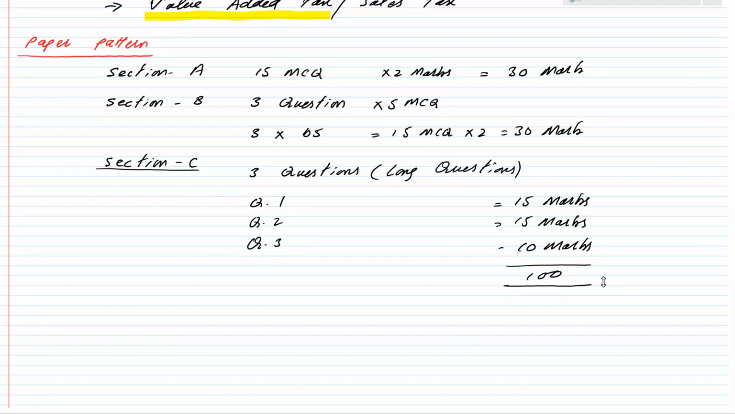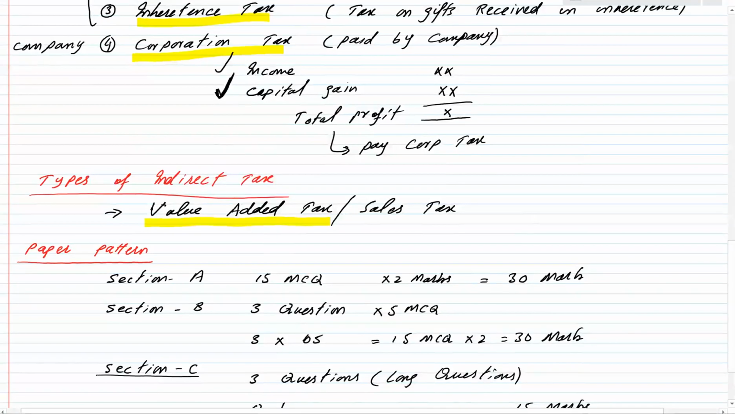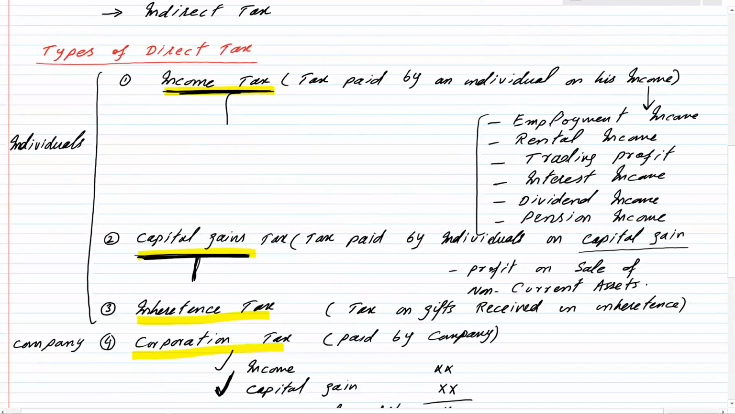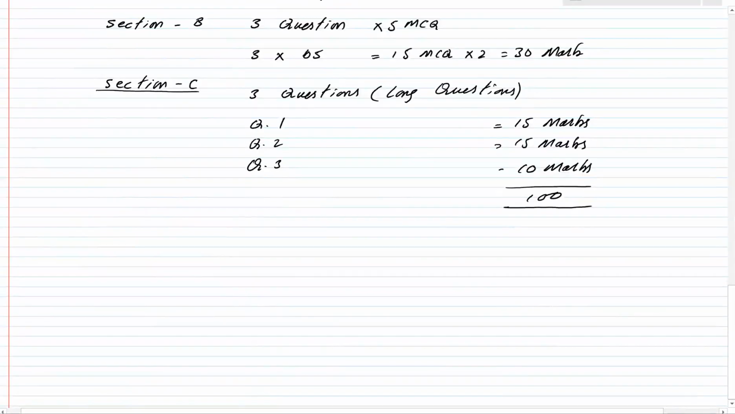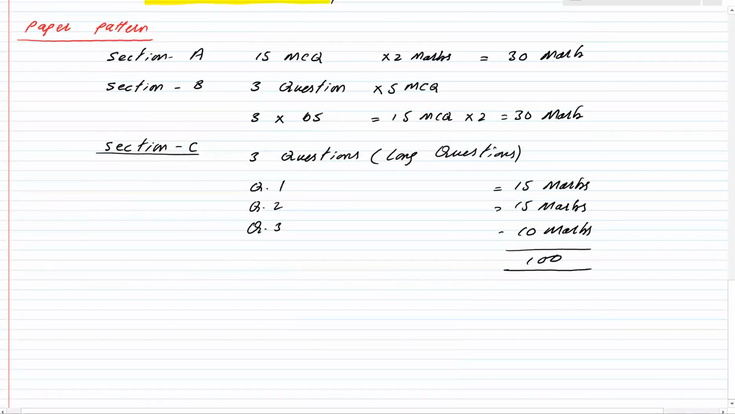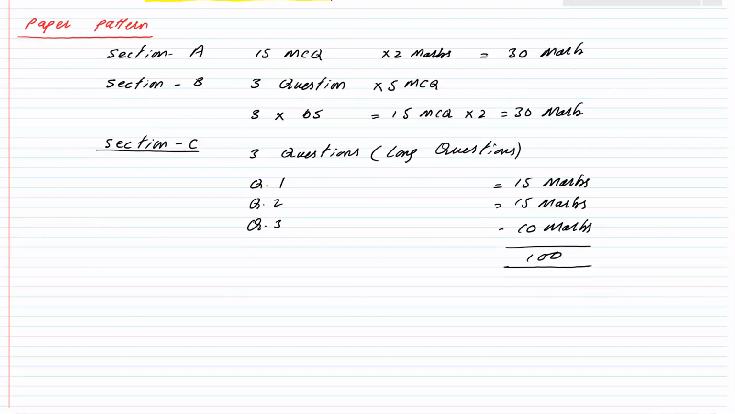And we don't have any option to leave any area of the syllabus. There are 5 broad areas in our syllabus. First one is income tax, second is capital gains tax, third is inheritance tax, then corporation tax, and value added tax. So our syllabus basically consists of these 5 areas. You cannot skip any area because any section will test all of the areas.